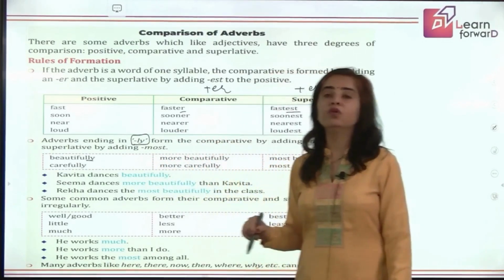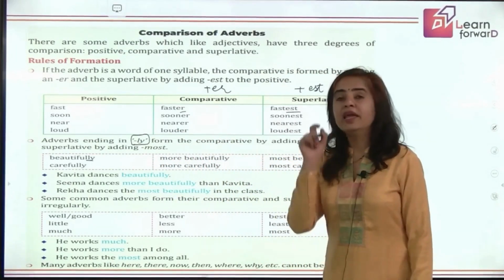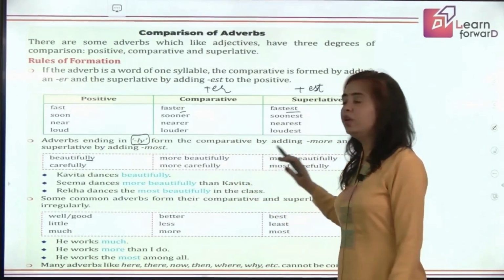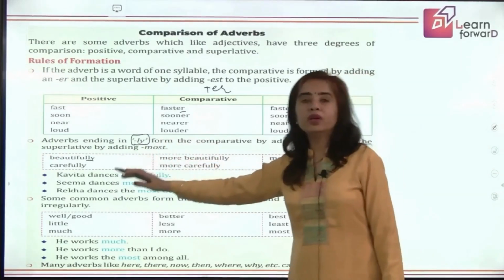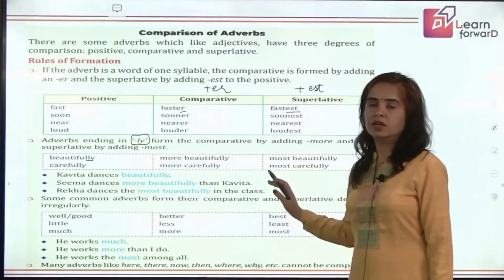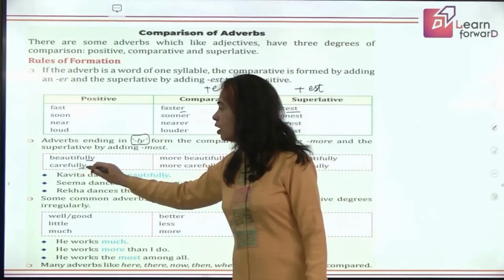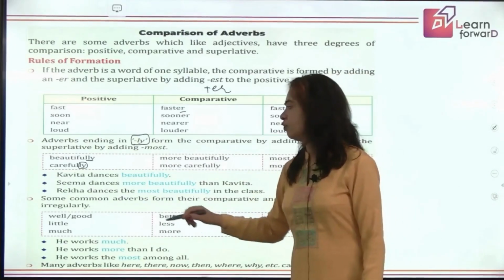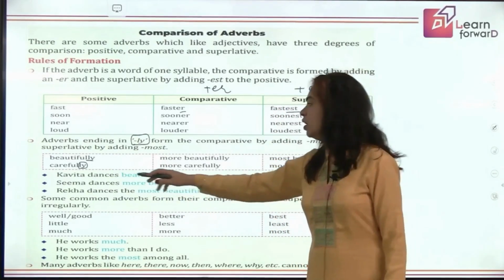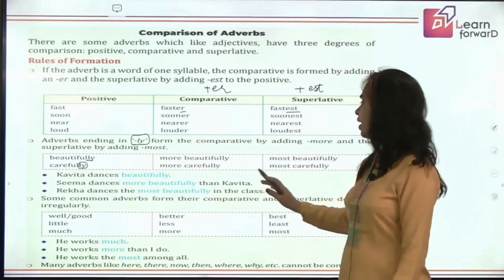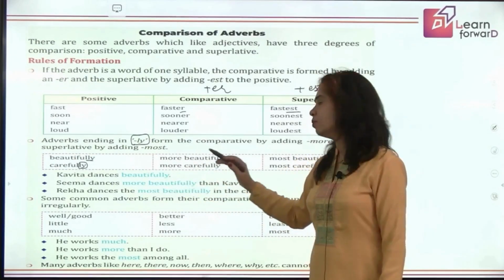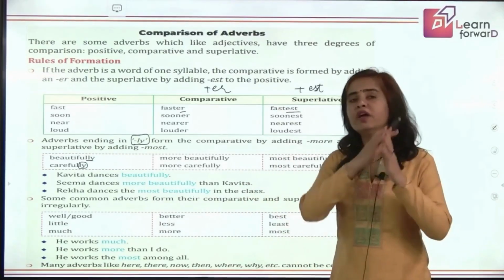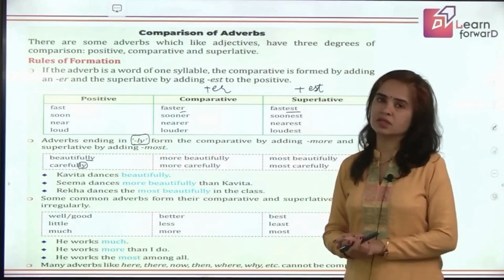Don't make it beautifully or beautifuliest. Okay? Here the ending sound is ly, ly. So you will be making it more beautifully and most beautifully, more carefully, most carefully, right? Because here we are talking about ly ending sound, right? Please mark the difference. Kavita dances beautifully. Seema dances more beautifully than Kavita, and Rekha dances the most beautifully in the class. So this is the superlative degree, because now here we are comparing amongst all the girls in the class.